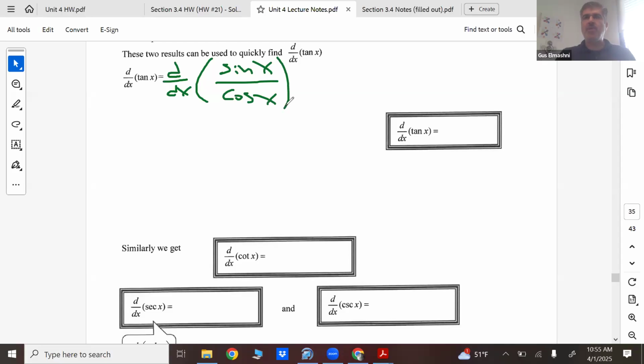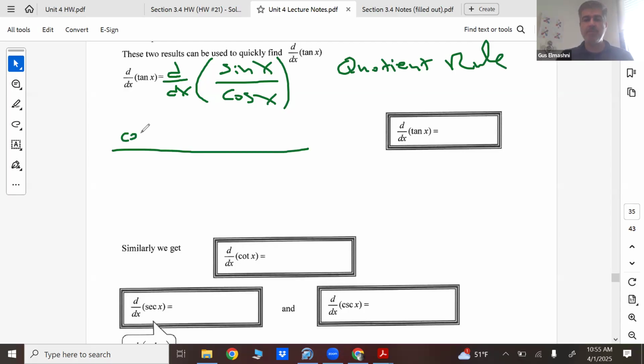Okay, we know tan is sine over cosine, right? So what rule am I going to use here? Quotient rule, right? So if I do this, you should do low d high. So cos x, and what's the derivative of sine again? Cos x, minus high d low. What's that going to be? Negative sine x. Yeah, it'll be over the bottom squared.